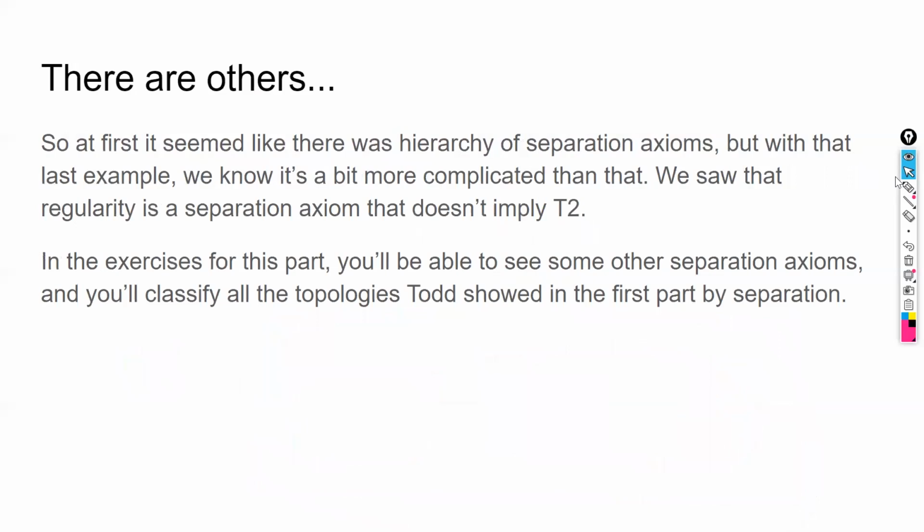Okay, so the next thing I want to say is that there are others. At first, it seemed like we had a hierarchy of separation axioms, but with that last example, we know it's a bit more complicated than that. We saw that regularity is a separation axiom that doesn't imply T2. Now, there are actually other separation axioms. They all have different names. Some of them are given fractional names like T2 1/2. In the exercises for this part, you'll be able to see some of the other separation axioms, and you'll classify all of the topologies Todd showed in the first part by their separation.